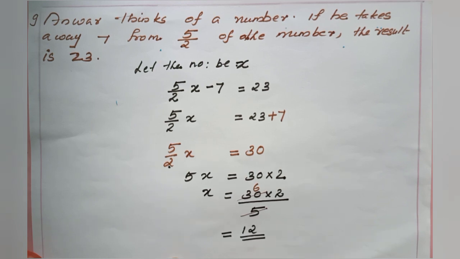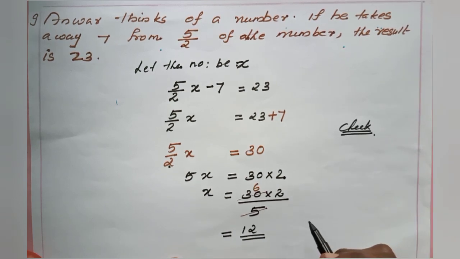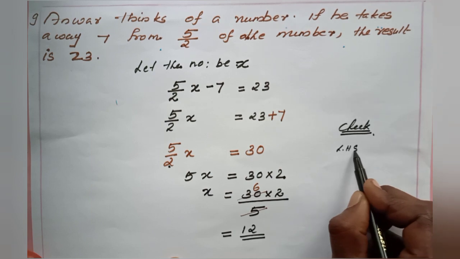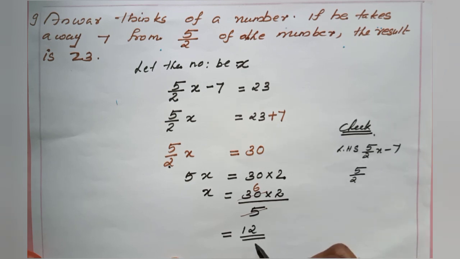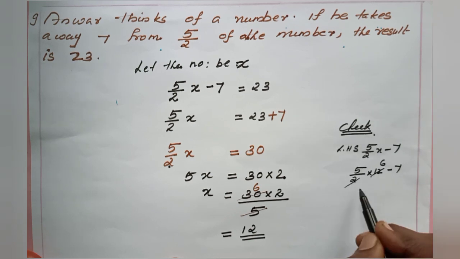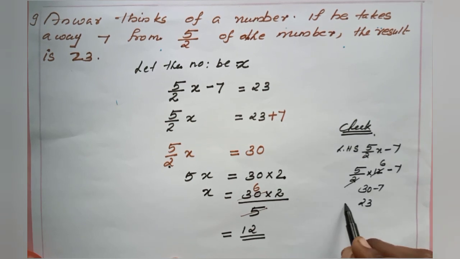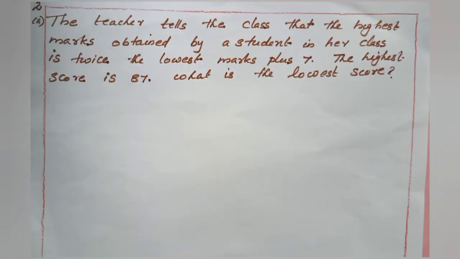Then to check or verify whether this answer is correct or not, substitute in the LHS portion. LHS is 5 by 2 x minus 7. So x is 12. Substitute: 5 by 2 into 12 minus 7. Cancel 2 into 12, 6 times. 5 into 6 is 30, minus 7 equals 23. So the RHS is also 23. So 12 is the number Anwar thinks. Listen to the next question.